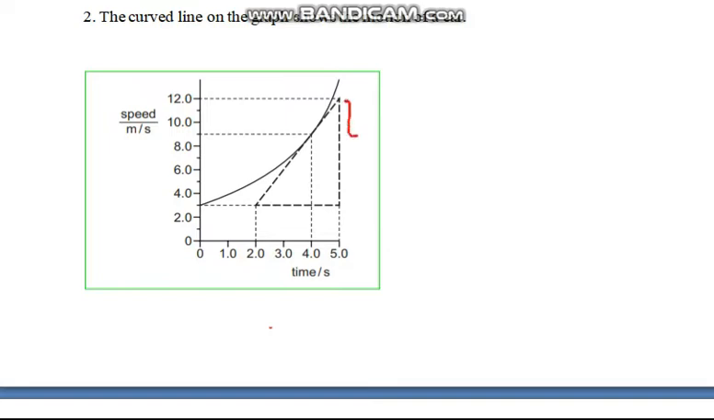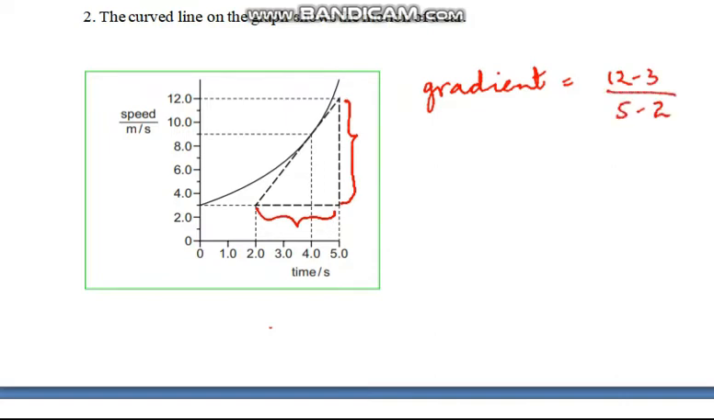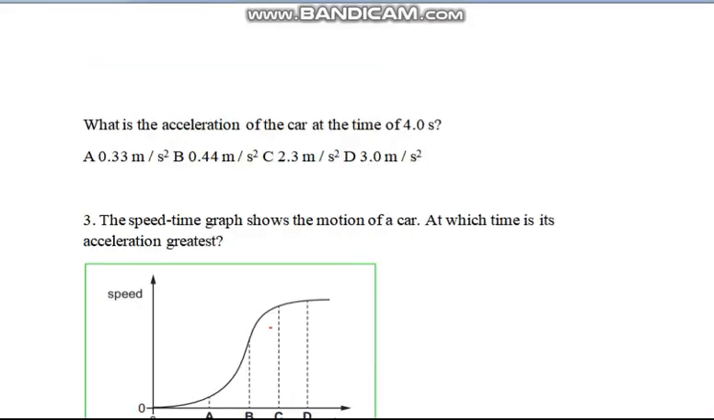In this case, the gradient is this rise over this run. So in our case, the gradient would now be 12, and this is 3. So 12 minus 3 and 5 minus 2. That gives you 9 over 3, which is 3. So the gradient, which is the acceleration, would be 3 meter per second square. So our correct option is D, 3 meter per second square.